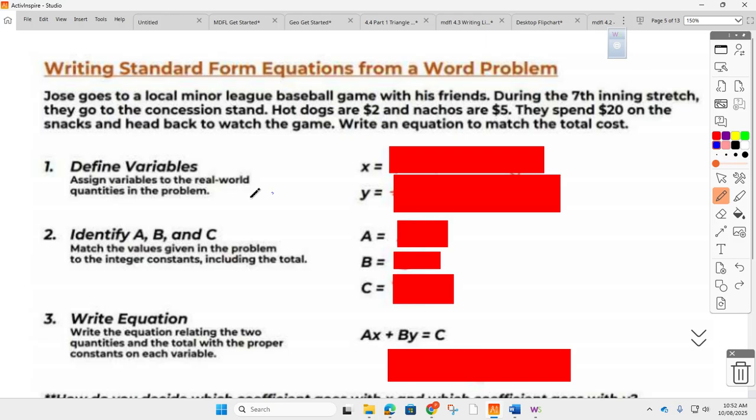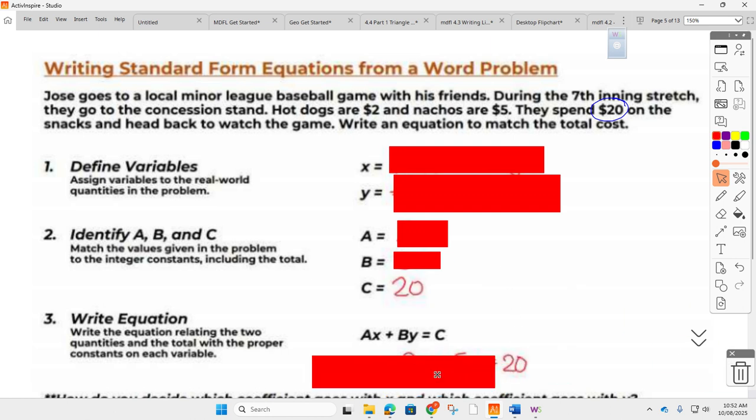So, usually the easiest part is the total cost. Does anybody know what the total cost is already? $20, right? So the total cost is going to be the C, right? It's going to be equal to that. So we already know what part of our equation is going to be. Does that make sense? So the total cost is made up of the amount of money we spend on hot dogs and the amount of money we spend on nachos. If you add it together, that gives us the $20 that they spent. But we need to write our equation with some number times x plus some number times y, and it's going to equal $20.